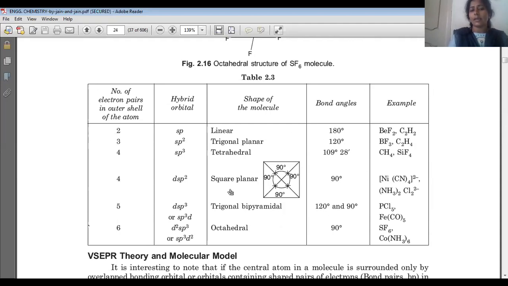a comparison between all types of hybridized orbitals, their bond angles, and simple examples for all these compounds. When sp hybridization is there, two electrons participate from the carbon atom and the structure will be linear in shape and the bond angle will be 180 degrees. We just discussed beryllium difluoride and the acetylene molecule, also called ethyne, where a carbon-carbon triple bond will be there. These molecules are linear and the bond angle will be 180 degrees.